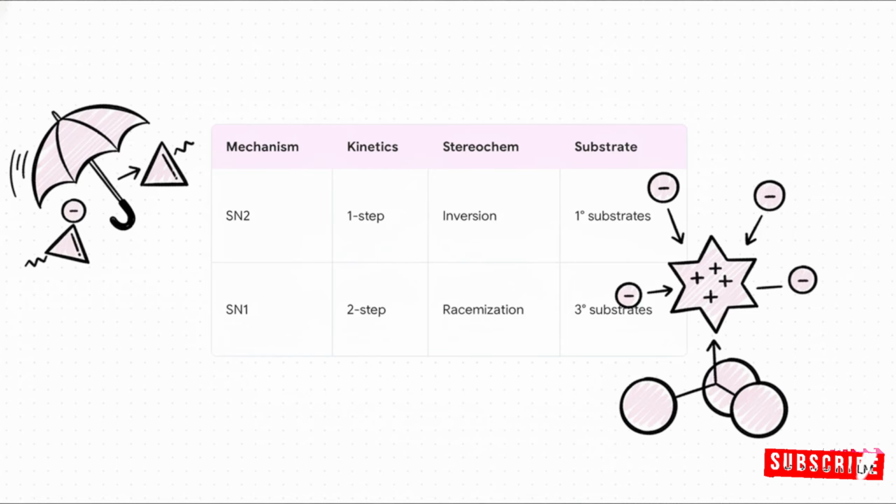SN1, on the other hand, is a unimolecular, slower, two-step process that actually forms a carbocation intermediate. And because that intermediate is perfectly flat, the nucleophile can attack from either side, leading to racemization, a 50-50 mixture of stereoisomers. SN1 relies entirely on carbocation stability, so it heavily prefers highly substituted tertiary substrates.